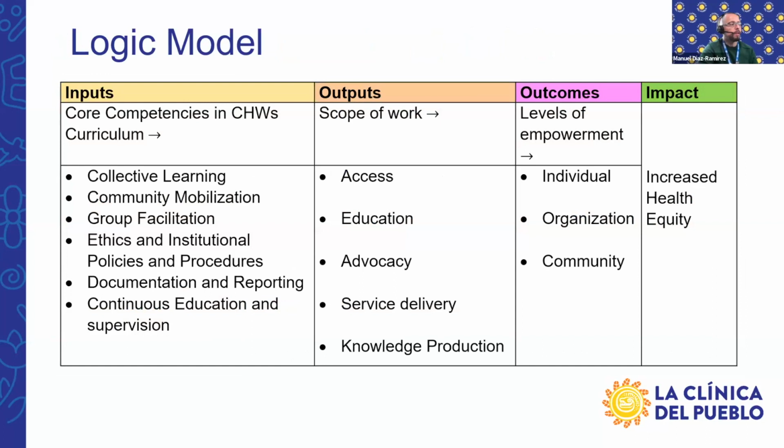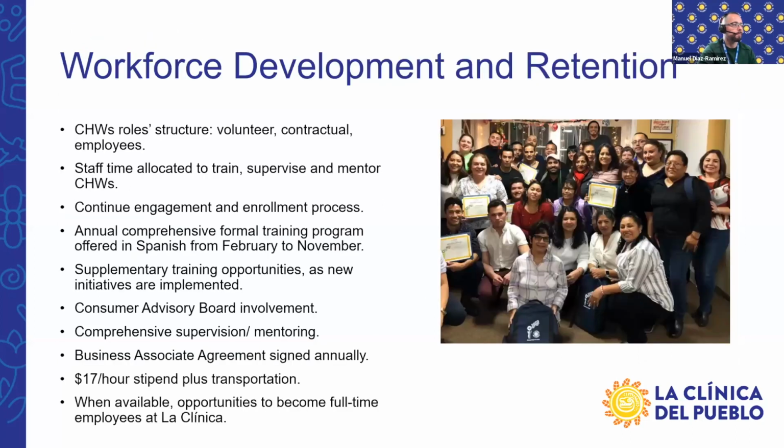So our model's logic model, all these core competencies address the scope of work that we designed for our community health workers program under education, access, advocacy, service delivery, and knowledge production, aiming to increase the levels of empowerment and the capacity to take action on their own health and the community's health at the individual, organizational, and community levels, aiming at the end, as a long-term impact, to increase health equity among Latinx communities, immigrant communities, the ones we serve.